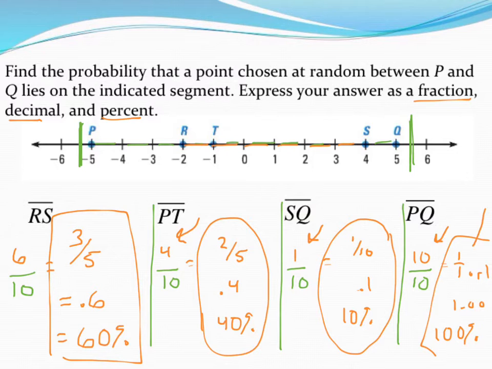And notice for my fraction for that one, 1 over 1 is what I could do if I wanted to see the fraction, or we'd probably just write 1 for that problem. And then don't forget on PT, hopefully you simplified your answer to get 2/5.